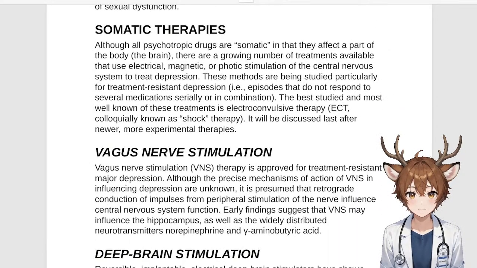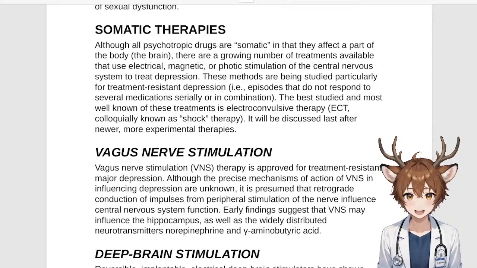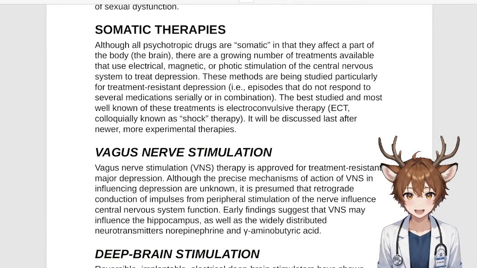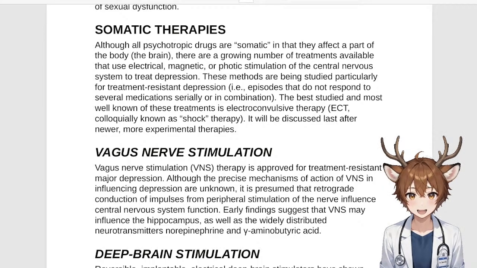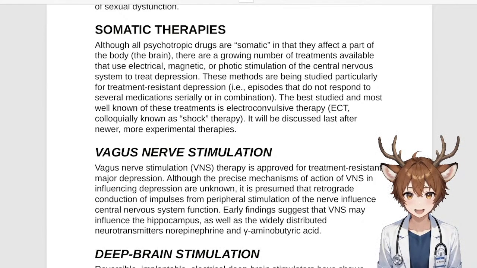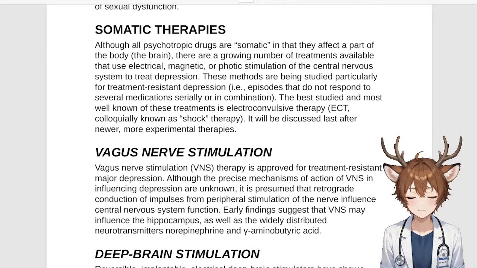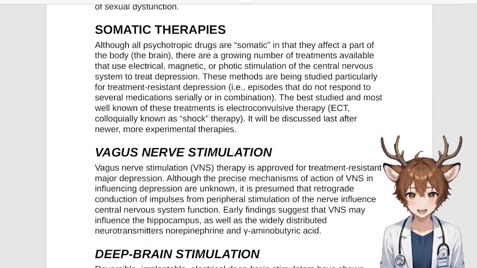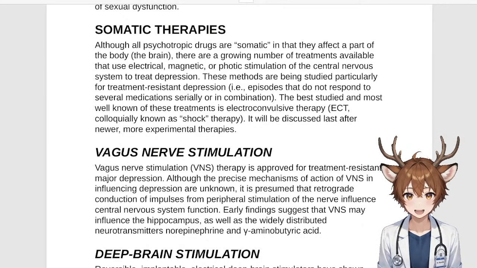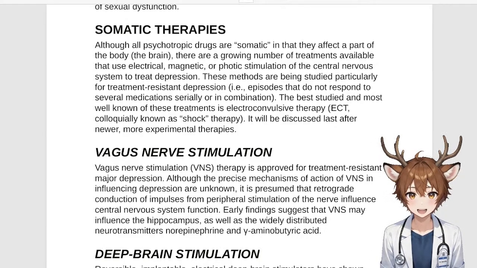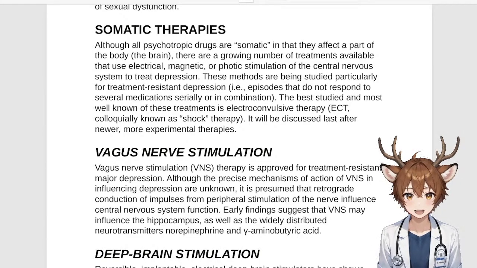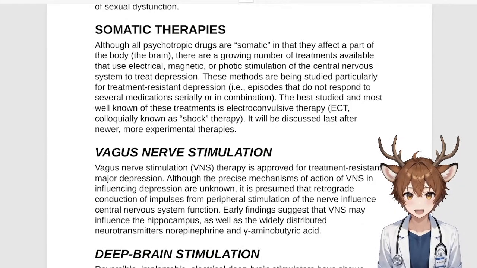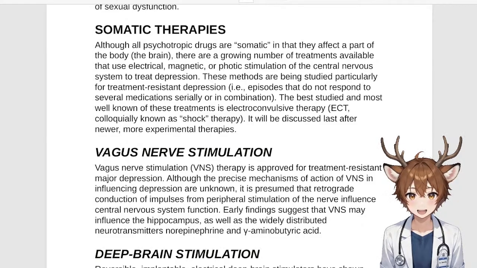Somatic therapies. Although all psychotropic drugs are somatic in that they affect a part of the body, the brain, there are a growing number of treatments available that use electrical, magnetic, or photic stimulation of the central nervous system to treat depression. These methods are being studied particularly for treatment-resistant depression, that is to say, episodes that do not respond to several medications serially or in combination. The best studied and most well-known of these treatments is electroconvulsive therapy, ECT, colloquially known as shock therapy. It will be discussed last after newer, more experimental therapies.